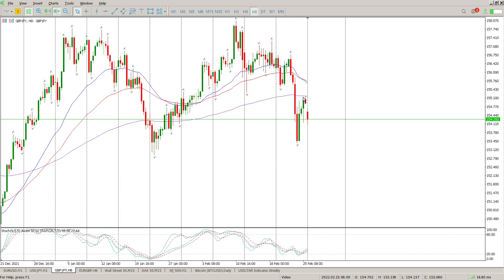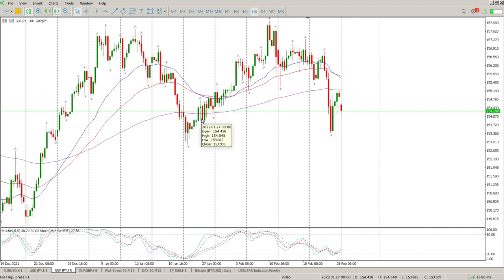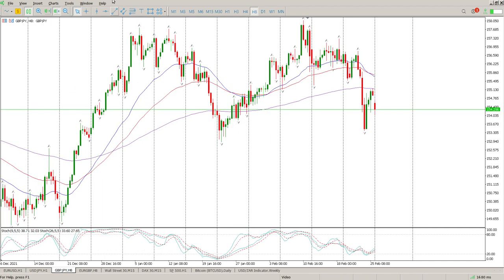Rejection of the 155 on the 8 hour, which is fairly interesting. And I don't really see any other structure that we need to be paying attention to, but the ultimate line in the sand is this area right here. If we get below 153,127, then I see a bigger move down. That could be a potential big double top, and that would be a fairly big move to the downside.